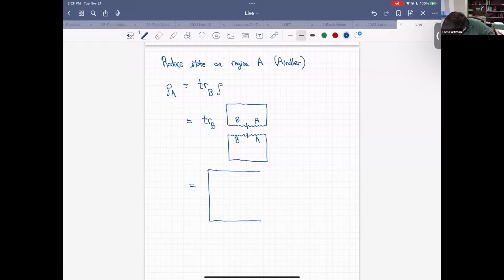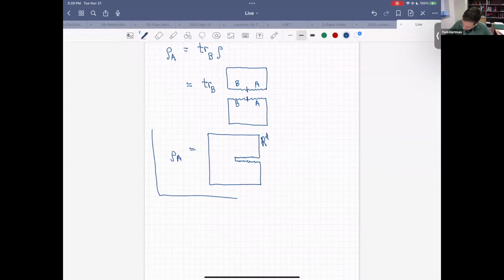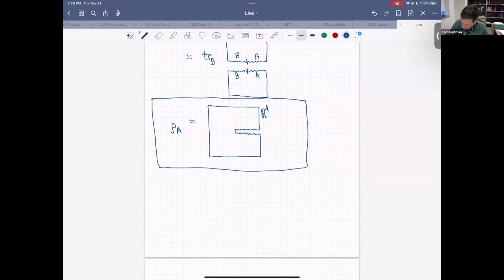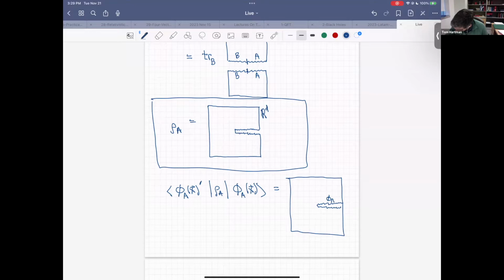Therefore, the density matrix on region A is given by this path integral, which is now on all of Euclidean space R^d. So this is a path integral representation of the density matrix rho A. And again, what all these pictures mean is they tell you that once you supply some field data, they tell you how to calculate a matrix element. So in this case, the matrix element for some field data, phi A of x prime, rho A, phi A of x, is given by a path integral on this funny manifold with a cut where you impose phi A prime on the top of the cut and phi A on the bottom of the cut.